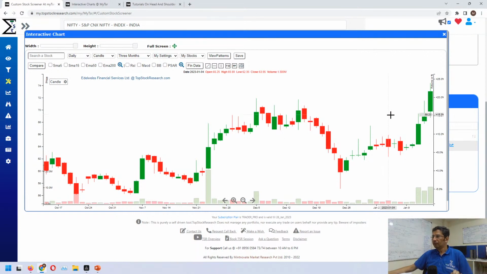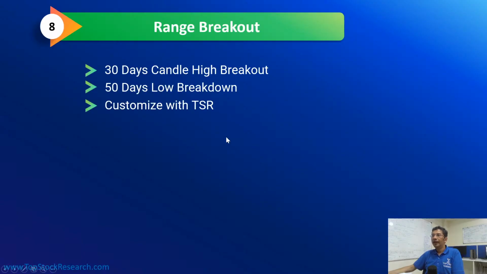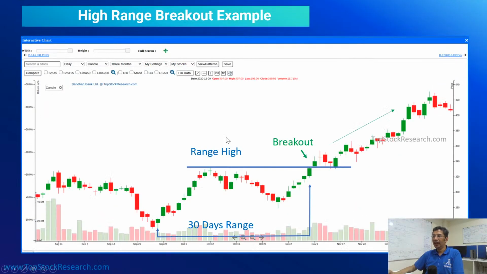All right. So that was about a range breakout. I hope that you will be able to make good use of it. A powerful pattern, very, very powerful. For price action, guys, this could be a very, very good tool for you. Then what do we do? Next one.